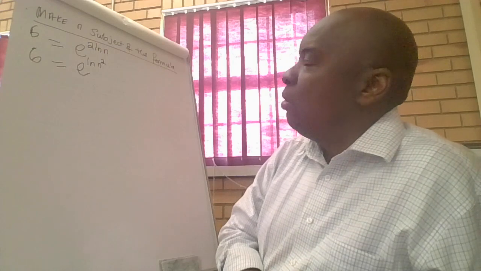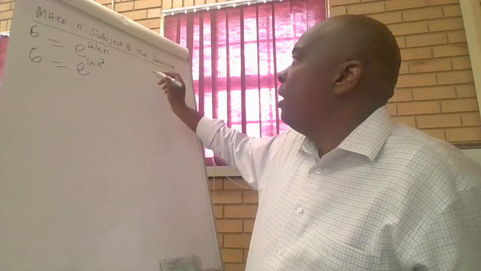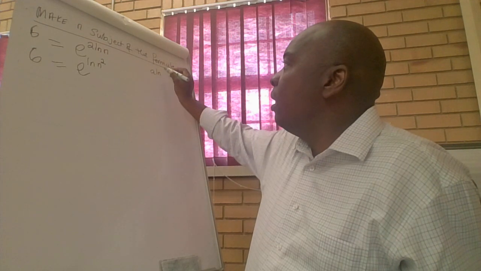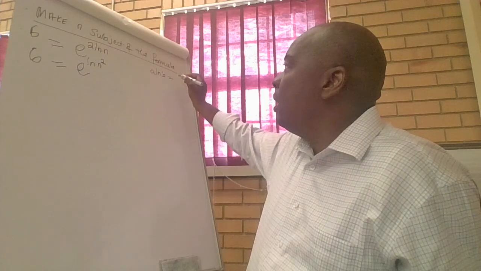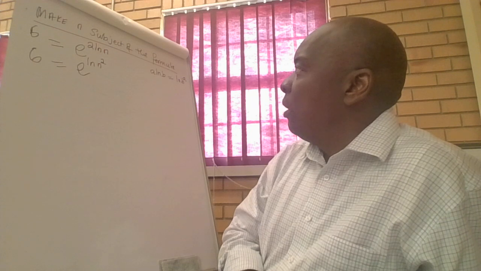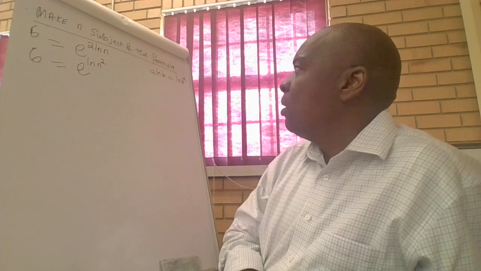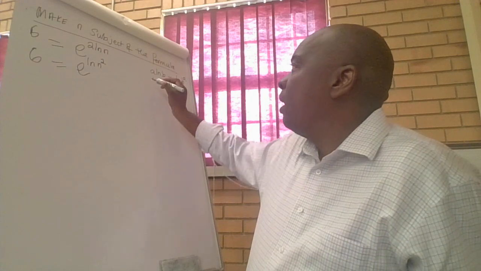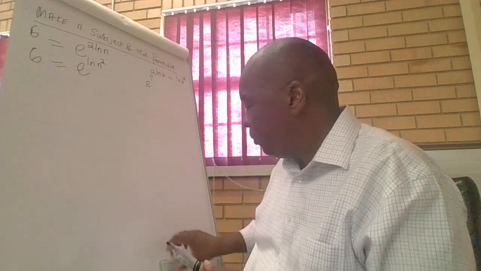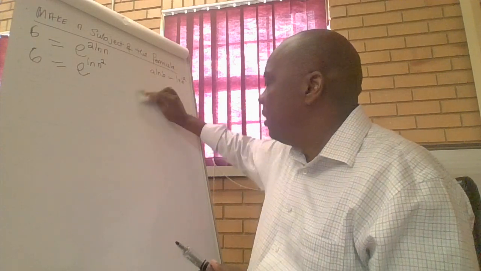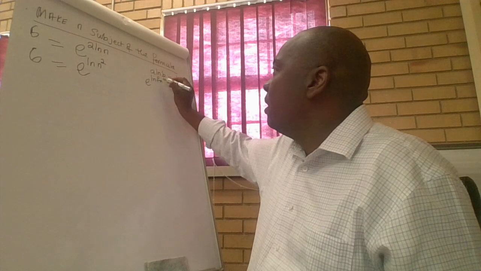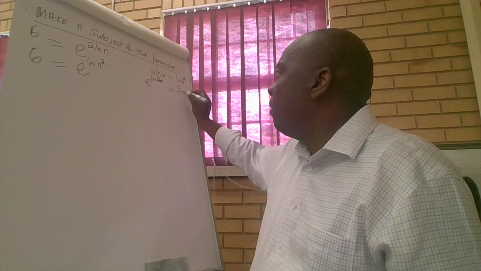And this is by the laws of natural logarithms. We know that by the laws of natural logarithms, if you are given, say, a ln b, this is equal to ln b to the power a. And we also quickly observe that if you are given e to the power ln f of x, this is actually equal to f of x.